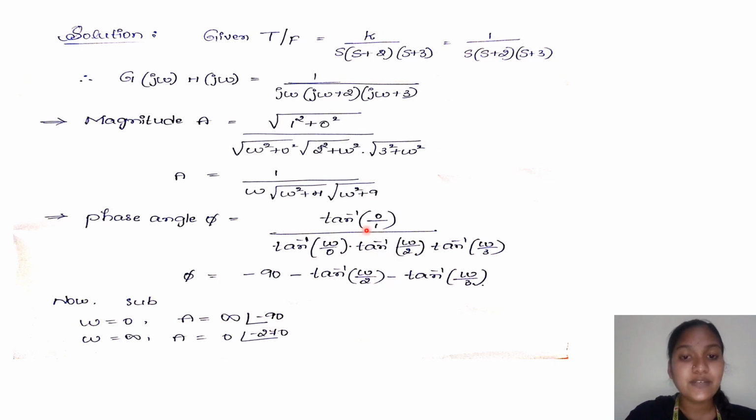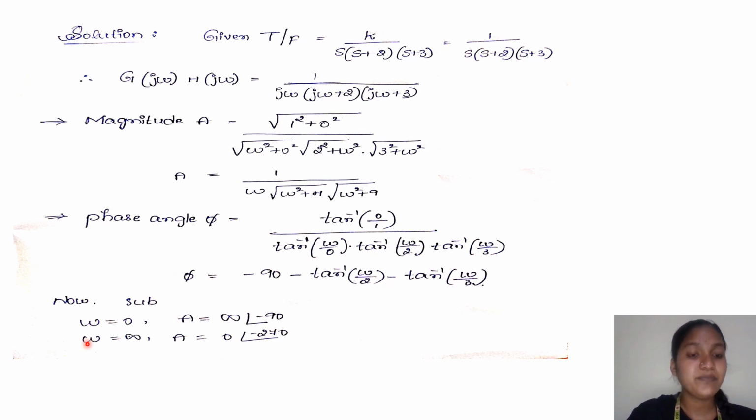So here tan inverse of 0 will be 0, and these terms are in the denominator, so we are writing negative. And tan inverse of omega by 0 is infinity. Tan inverse of infinity is 90. It is in the denominator, so we are writing minus 90, and these two terms are in the denominator, so we are writing minus tan inverse of omega by 2 minus tan inverse of omega by 3. So these are the phase angle and the magnitude angle.